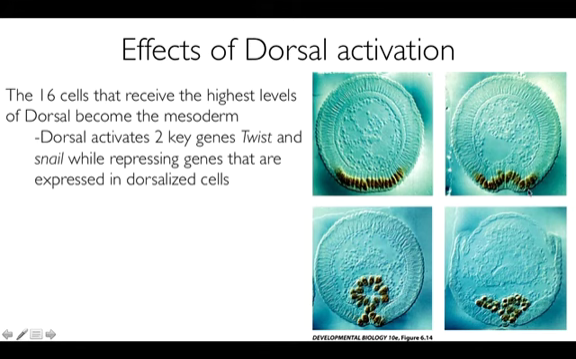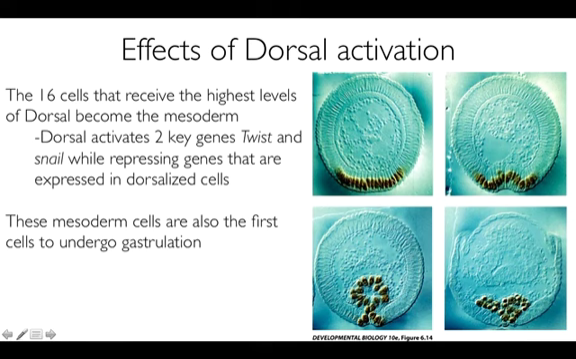And the dorsal protein can also turn off genes that are required for cells to take a dorsal fate. It's getting more confusing now. Two dorsals in one sentence. So the dorsal protein can repress genes that are required to make cells take a dorsal fate. So it's promoting genes that promote ventral fate, and it's repressing genes that promote dorsal fate.